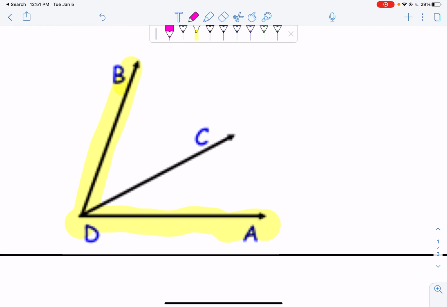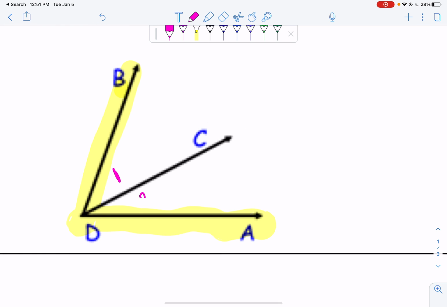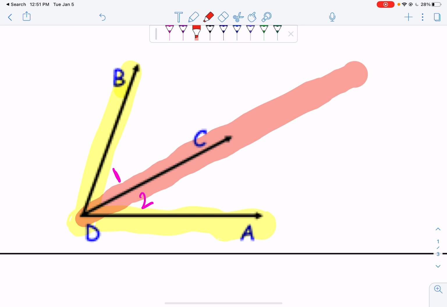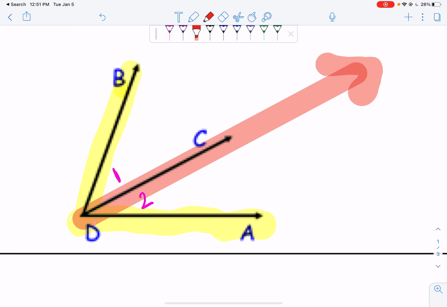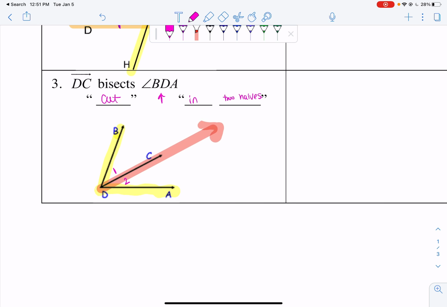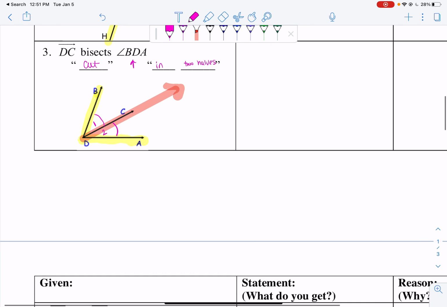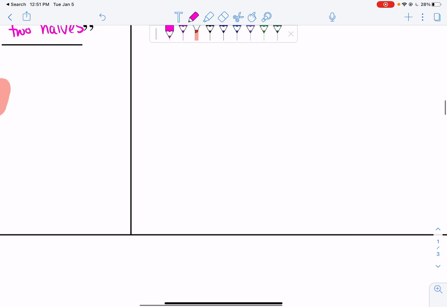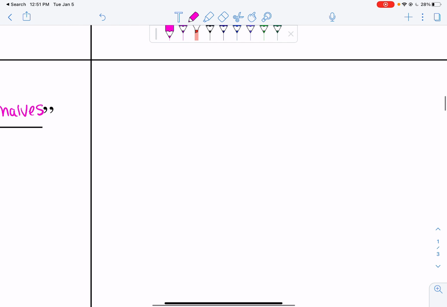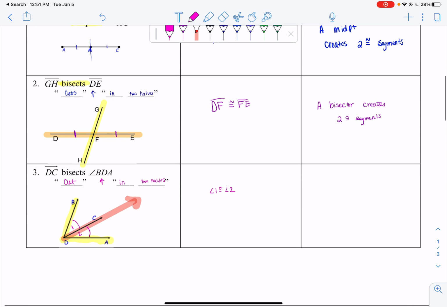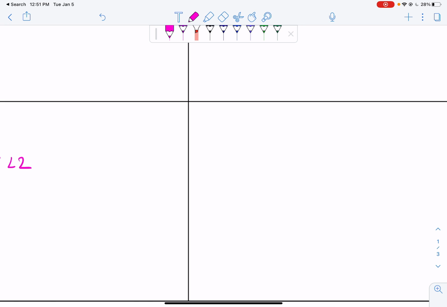What I'm going to do is number these angles. I'm going to put a 1 here and a 2 here. You can put whatever number you want. You can put a 3 and a 4, a 6 and a 20, whatever your heart desires. I'm now going to highlight in red my angle bisector. When I have a bisector, we are creating two congruent halves. So I can say angle 1 congruent to angle 2 by using a semicircle. Angle 1 congruent to angle 2, and my reasoning would be an angle bisector creates two congruent angles.